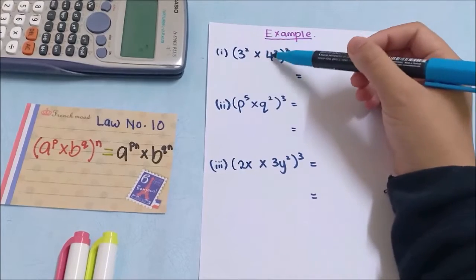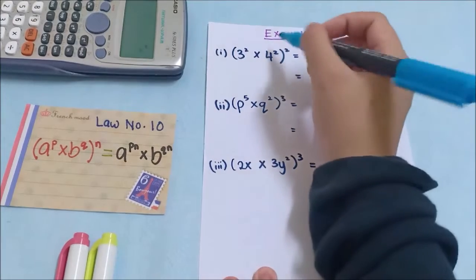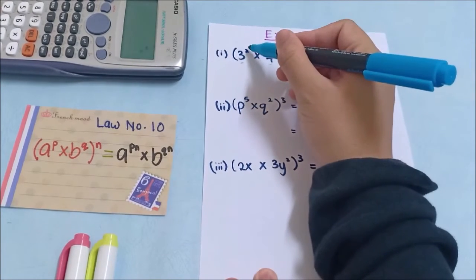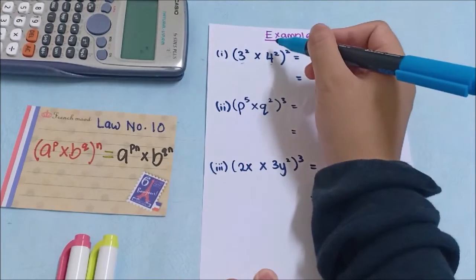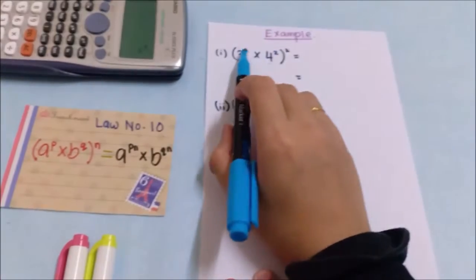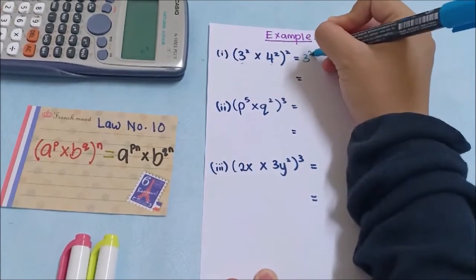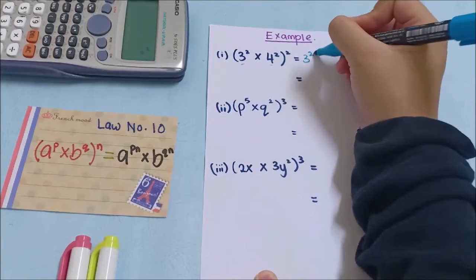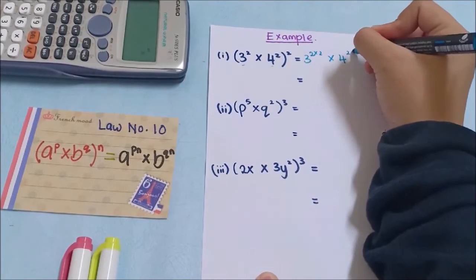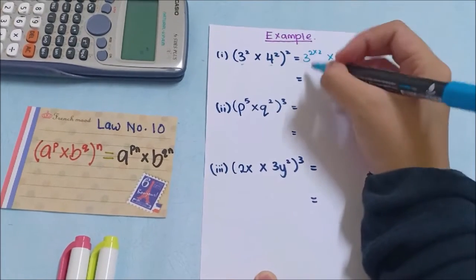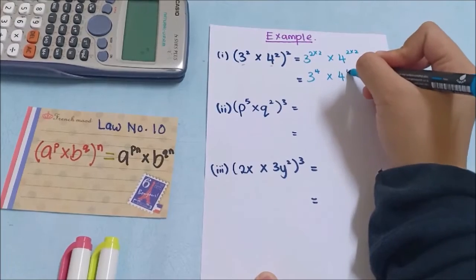3 squared times 4 squared in a bracket to the power of 2. So this one is a single term, and it has its own power. Therefore, by following the rule, only the powers will be multiplied. So it will be like this: 3 to the power of 2 times 2, times 4 to the power of 2 times 2. So the final answer is 3 to the power of 4 times 4 to the power of 4.